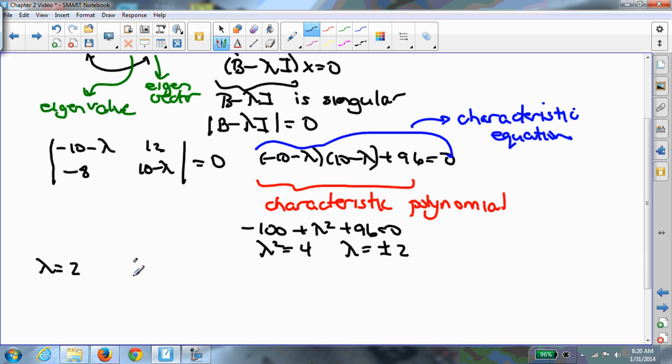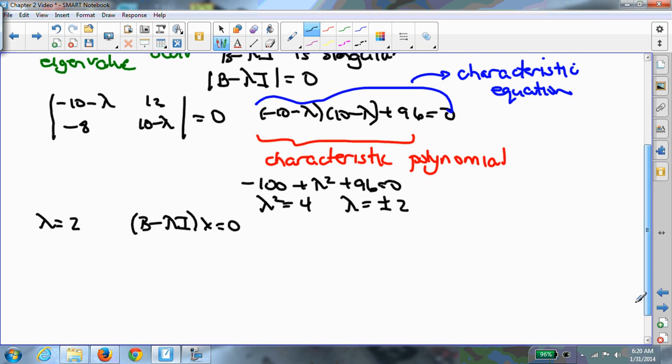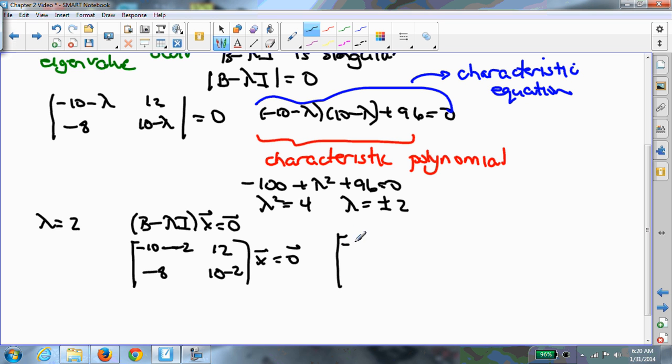So going back to my equation, b minus lambda I x equals 0. I'm now going to substitute in 2 for lambda. If I substitute in 2 for lambda, I'm going to end up with negative 10 minus 2, 12, negative 8, and 10 minus 2, my vector x equal to 0. So I guess technically this is a 0 vector. Setting this up as an augmented matrix, this would be negative 12, 12, negative 8, and 8, 0, 0.